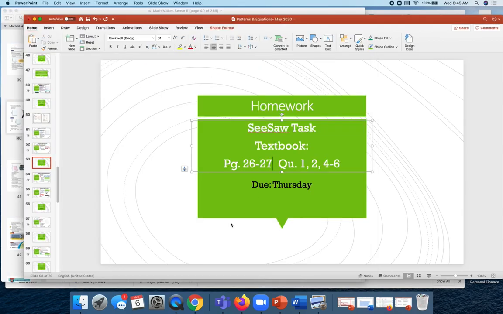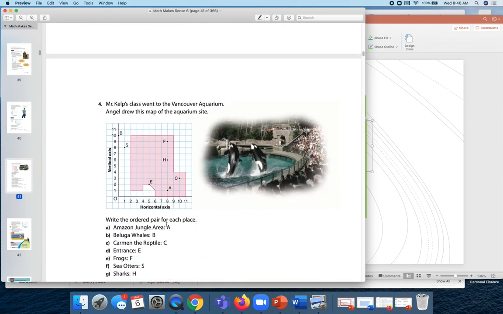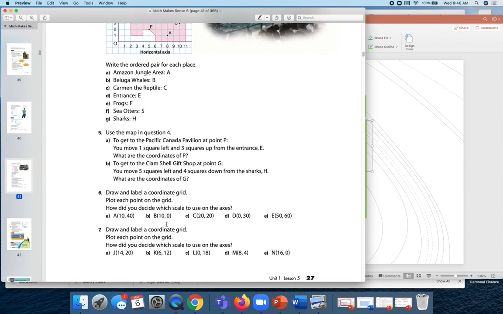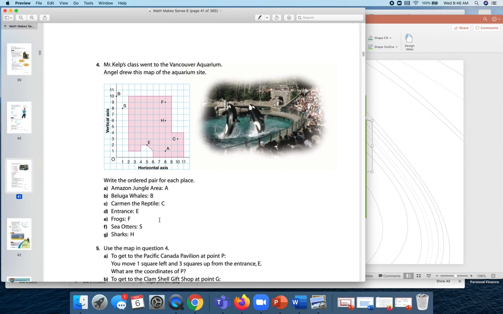I skipped number 3. It's just the same thing. If you want to do number 3, you can. I'm not going to say you have to though. Then we're doing 4 through 6. This one is a word problem. You need to write the ordered pairs. You do not need to recreate this.